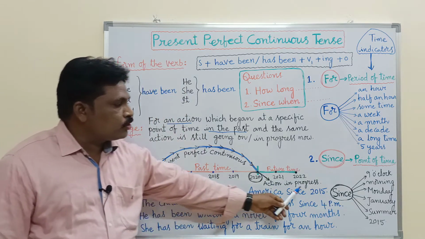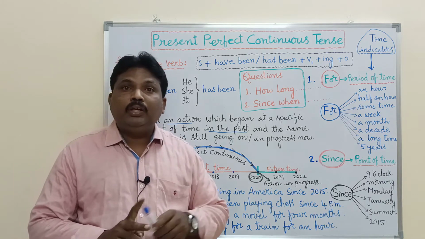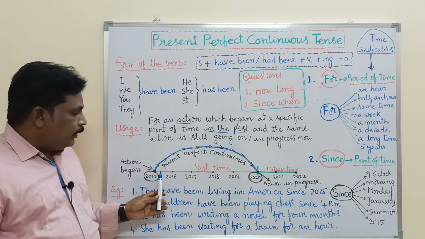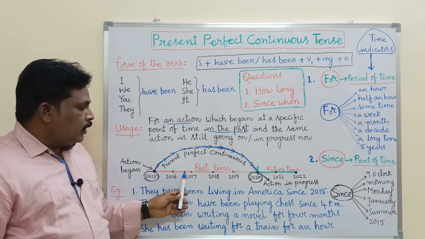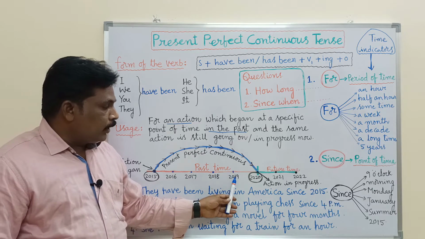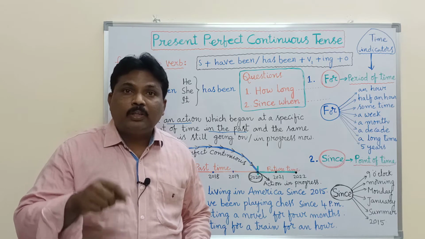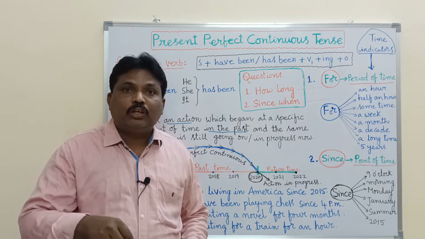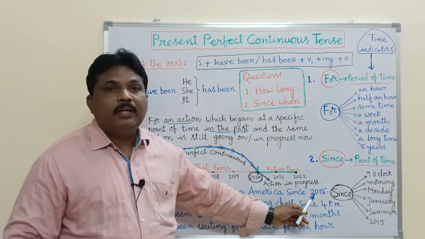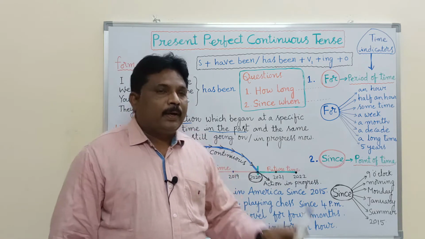So the action started. What is that action? The action of living in America started in the year 2015, and it continued in 2016, and continued in 2017, and continued in 2018, and continued in 2019, and even in 2020 also. The action of living in America is still in progress. That is the meaning or the usage of present perfect continuous tense.